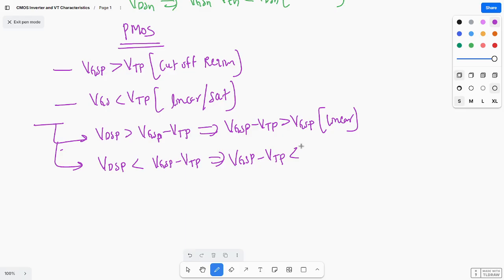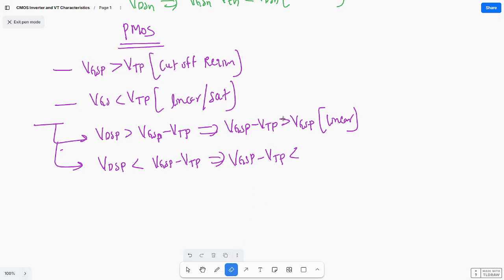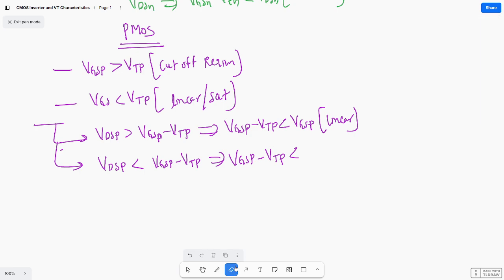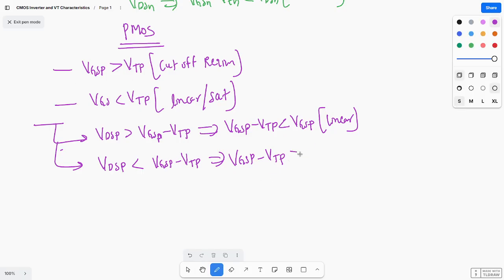Okay, here less than you will get for the linear region, and here greater than VDSP you will get, then which region? Saturation region. These conditions I am going to use in the VTC equation. Till here, is it fine? Any doubt in this? Your response.